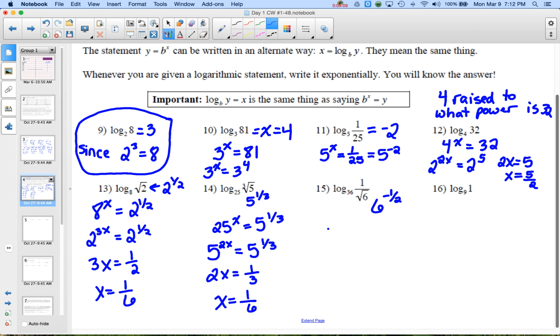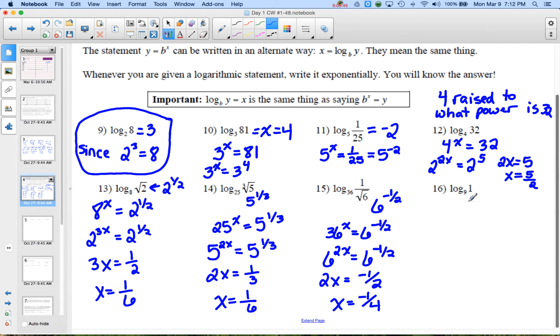So I'm going to have 36, because that's the log base, so 36 raised to what power equals 6 to the negative 1/2 power. So my common base is 6, so this is 6 squared, so I'll have 6 to the 2x equals 6 to the negative 1/2. So I get 2x equals negative 1/2. And if I divide by 2, I get x equals negative 1/4.